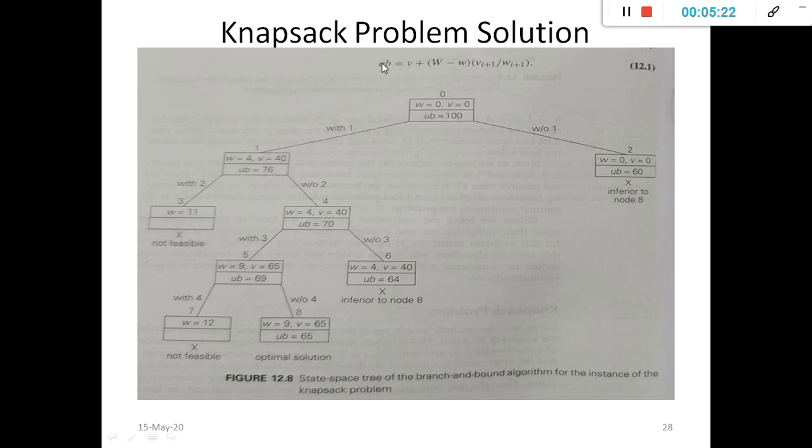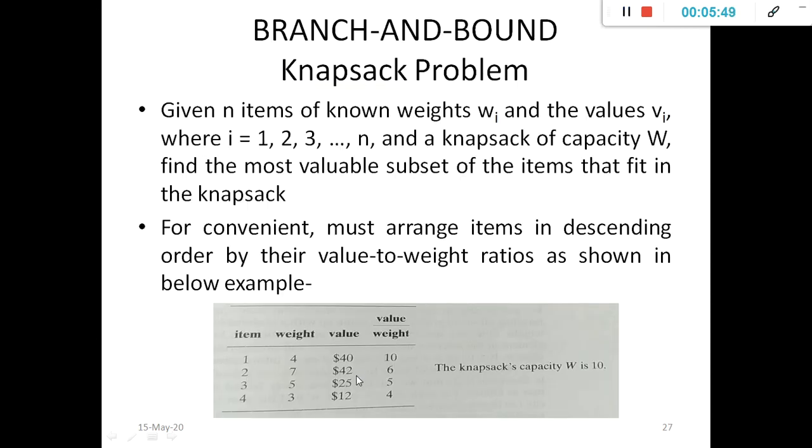Put this value into this equation and you will get the new upper bound value as 76. That is V equal to 40 plus 10 minus 4 into the ratio of the next item, that is i plus 1, 1 plus 1, it is 2. That is, you have to consider the ratio of the next item, or the ratio of the second item. Here the ratio of the second item is 6.